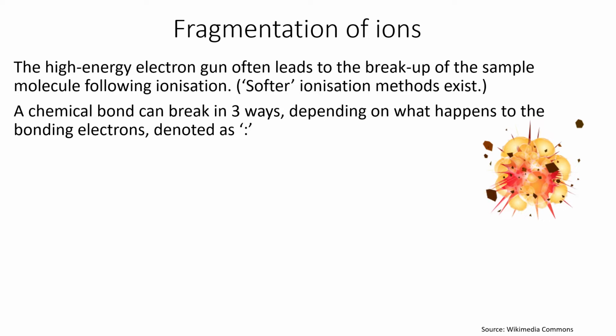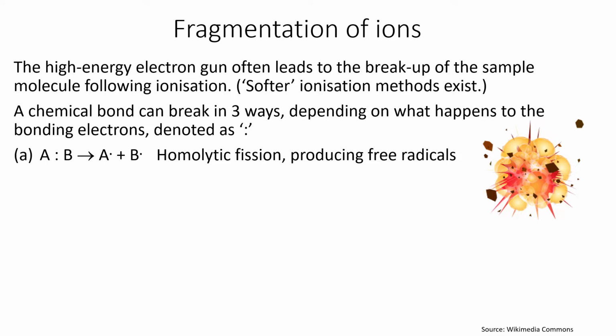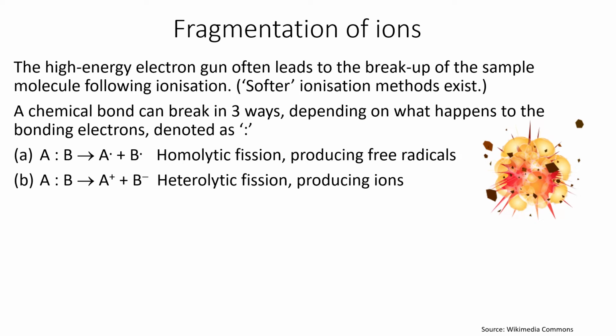If a molecule is going to fragment when it's struck by a high energy electron, then a chemical bond is going to break, and there are three ways that it can break. We need to focus on the bonding pair of electrons, which these two dots here represent. One way the bond could break, so-called homolytic fission, is when each electron in the pair goes back to its original atom. This will produce free radicals, atoms with an unpaired electron. So that's certainly one way the bond can break.